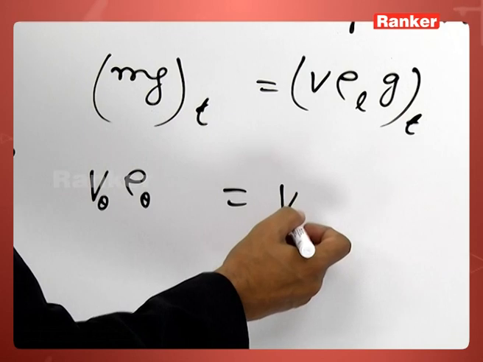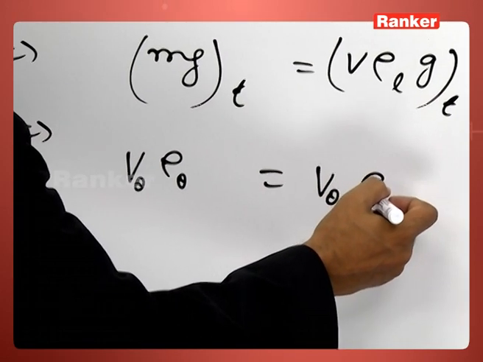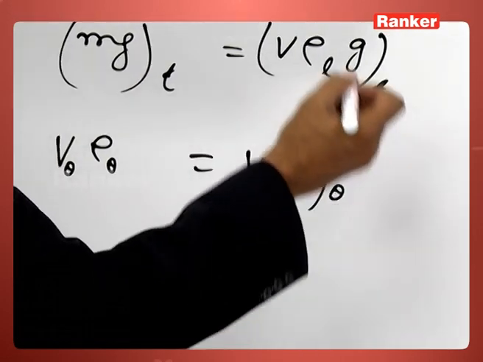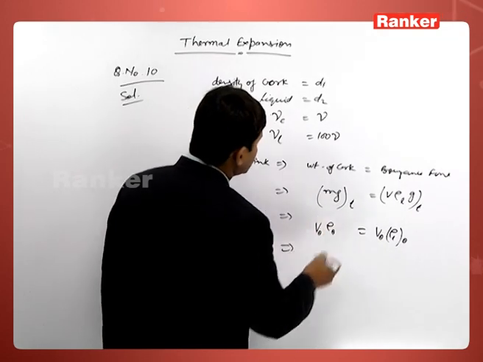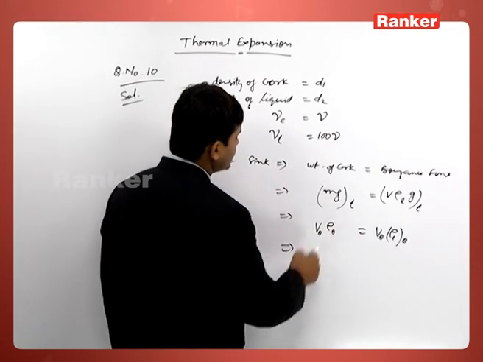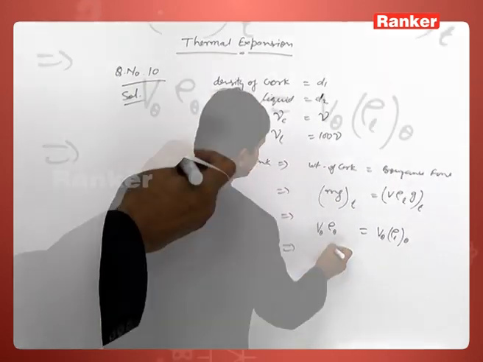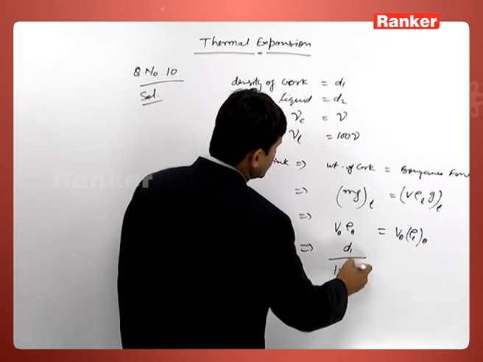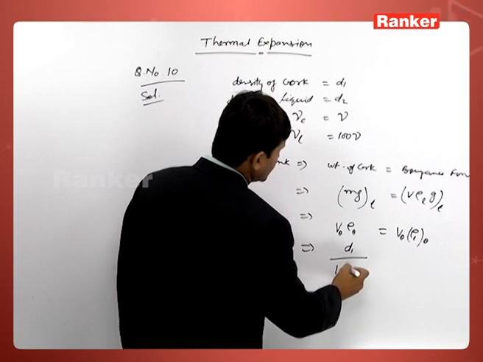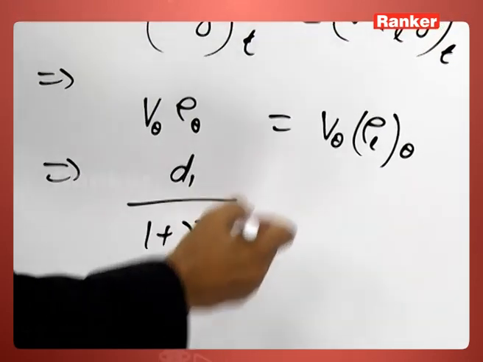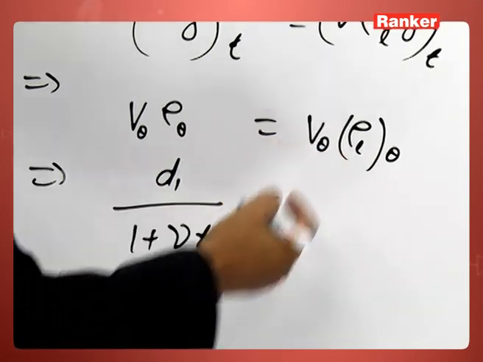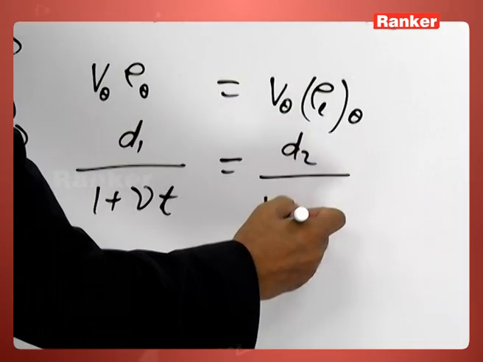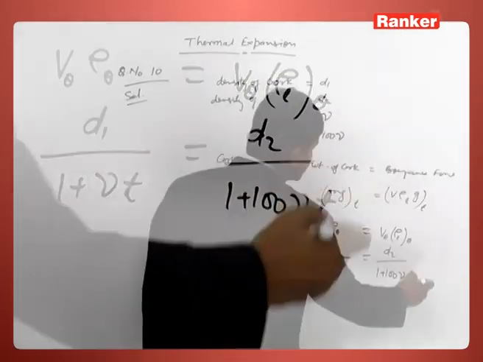Volume of cork, density of liquid at theta. Now, density of cork at theta. Density of cork at theta is equal to initial density D1 by 1 plus gamma into T, while density of liquid at theta is initial density D2 by 1 plus 100 gamma T.